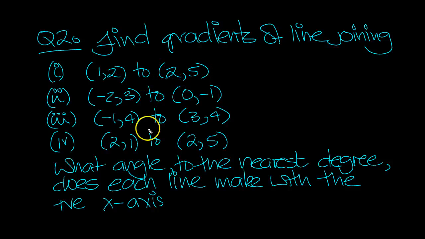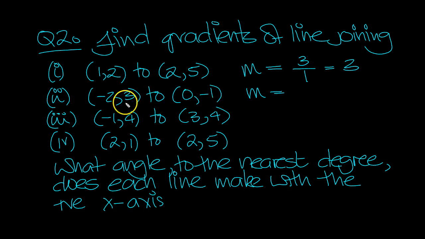Find the gradients of these lines then. And what do these lines make with the x-axis? Well, firstly, the increase in y is 5 minus 2. So I'll label the gradient as m. 5 minus 2 is an increase of 3. That's the increase in y, divided by the increase in x, which is 1. So the gradient is 3.